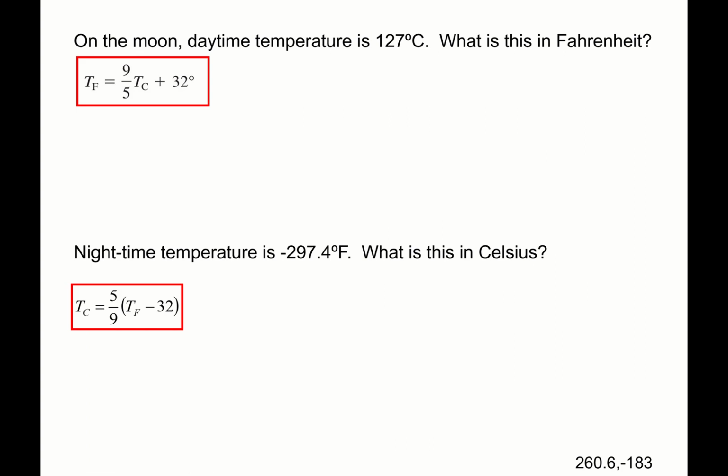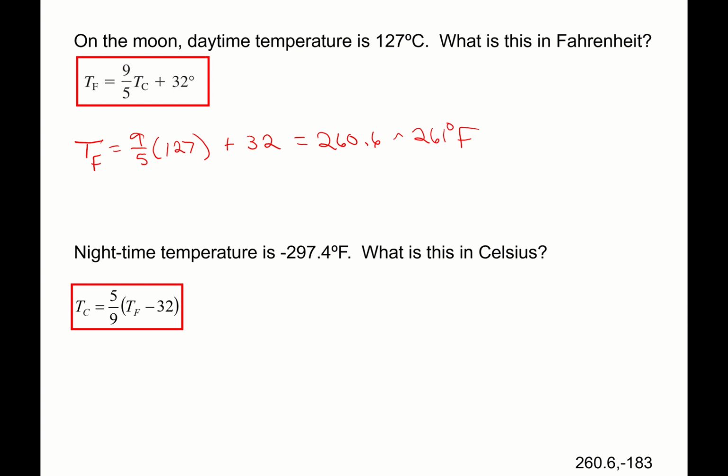So let's do a couple of calculations. On the moon, the daytime temperature is 127 degrees C. Express this in Fahrenheit. All I have to do is put the temperature in C in the equation in the correct spot. So T_F is 9/5 times 127, and then I add 32 onto it, and I get 260.6, or 261 degrees F. Pretty straightforward.